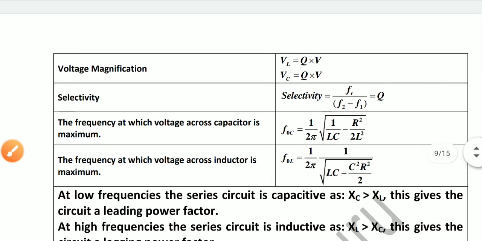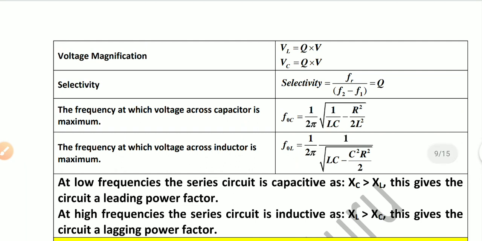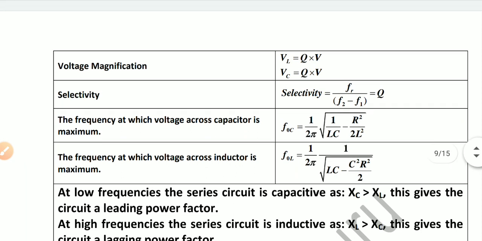Next, voltage magnification: VL is equal to Q times the supply voltage. Similarly for capacitance, VC is equal to Q times the supply voltage. Next, selectivity. Selectivity is the resonant frequency by bandwidth, which is nothing but the same Q factor. So selectivity is equal to the Q factor.